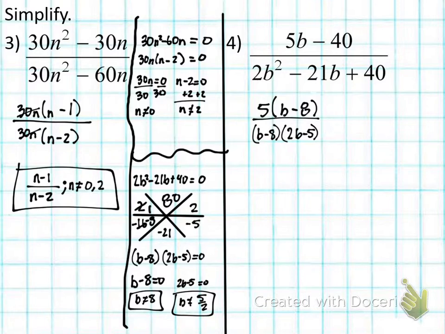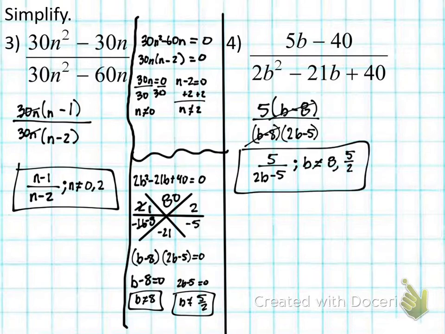Okay, what can I simplify out of both the numerator and denominator? What? b minus 8. Okay. So we have 5 over 2b minus 5. Okay. Got a question? Can I cancel out the two 5s here? Nope. Why not? Parentheses, good. So you're going to write 5 over 2b minus 5, semicolon, b cannot equal 8, and it cannot equal 5/2. Okay. And that's it.